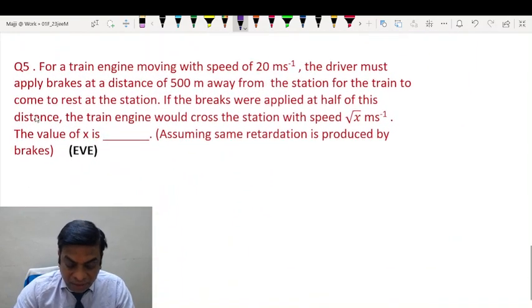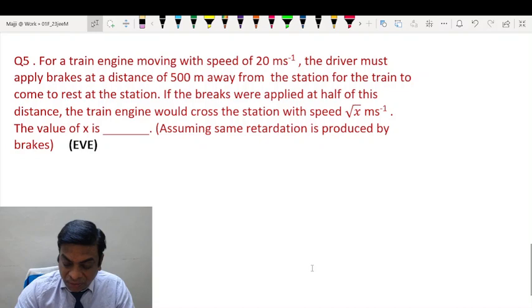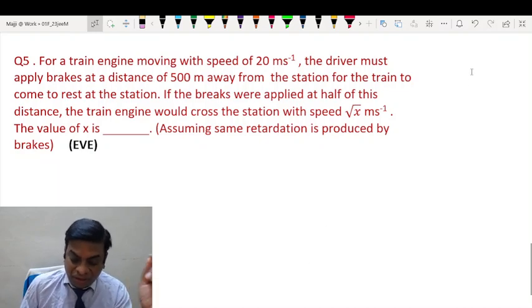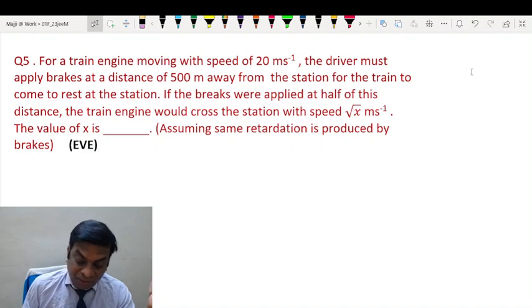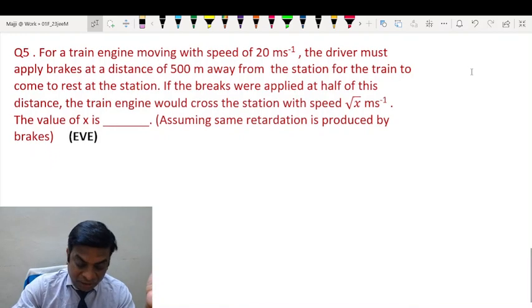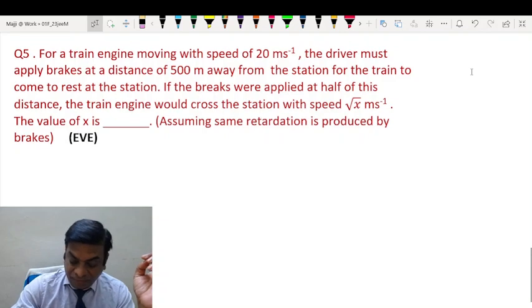For a train engine moving with speed this much, 20 meters per second, the driver must apply brakes at a distance of 500 meters away from the station for the train to come to rest at the station. If the brakes were applied at half of this distance, the train engine would cross the station with a speed root x meters per second. The value of x is.